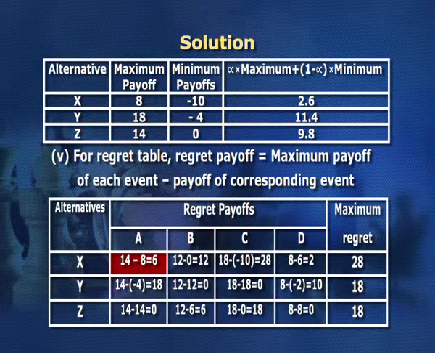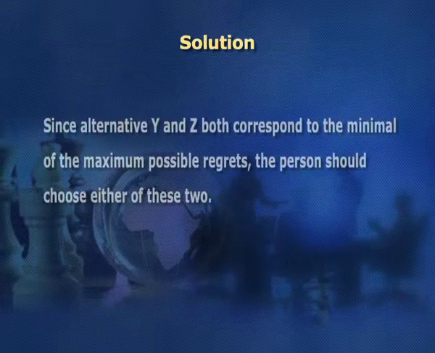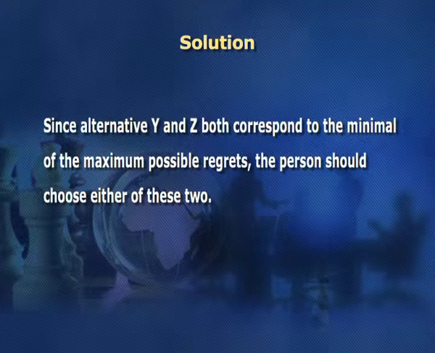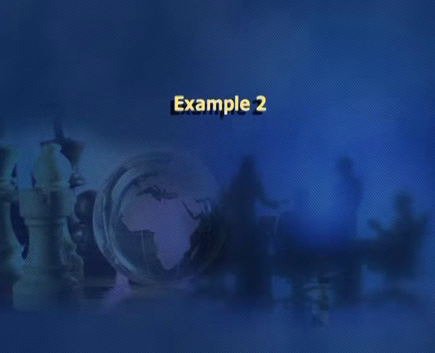The highest value for A was 14. So, 14 minus its payoff 8, so 14 minus 8, it comes to 6. 14 minus 4, it comes to 18, and so on. We get the whole table. Since alternatives Y and Z both correspond to the minimal of the maximum possible regrets, the person should choose either of these two. Let us take another example.